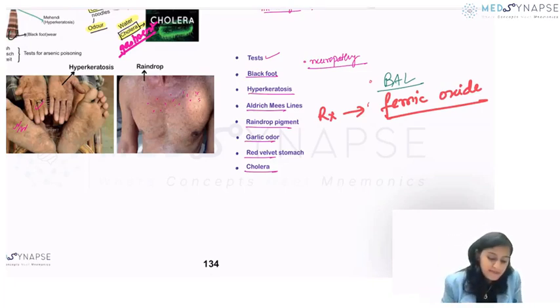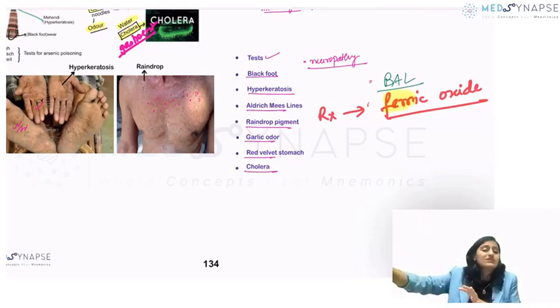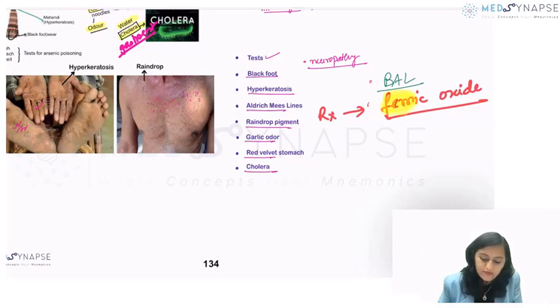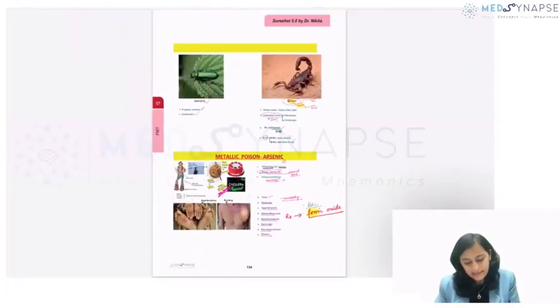So you can remember this as this girl who got cholera and it was raining so heavily. So a ferry comes to take her and get her to the hospital. So ferry in the water, ferric oxide is for arsenic.